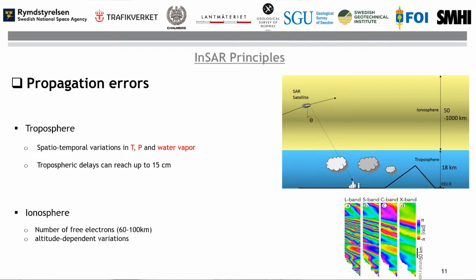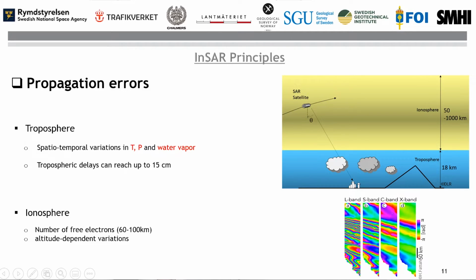The ionosphere usually refers to the number of free electrons between 60 and 100 kilometers above the Earth. The variation and intensity is latitude dependent. Here we can see the effect of the ionosphere on different wavelengths or sensors. The effect on the long wavelengths, for example the L and S band, is much higher than on the shorter wavelengths, such as C and X band.